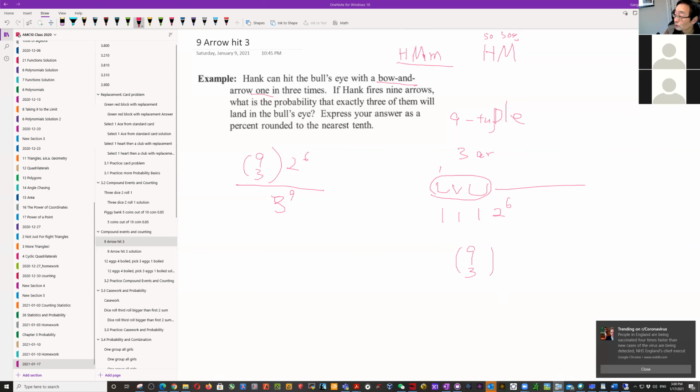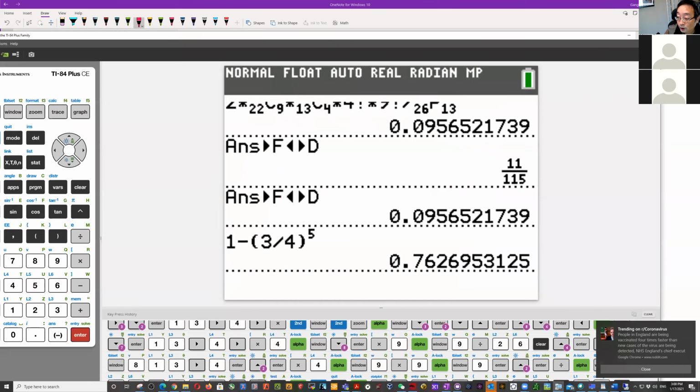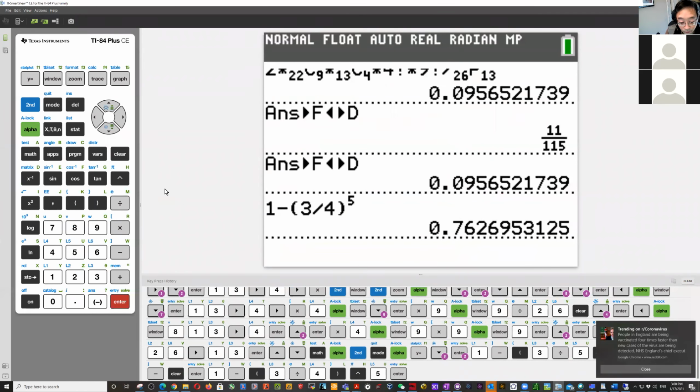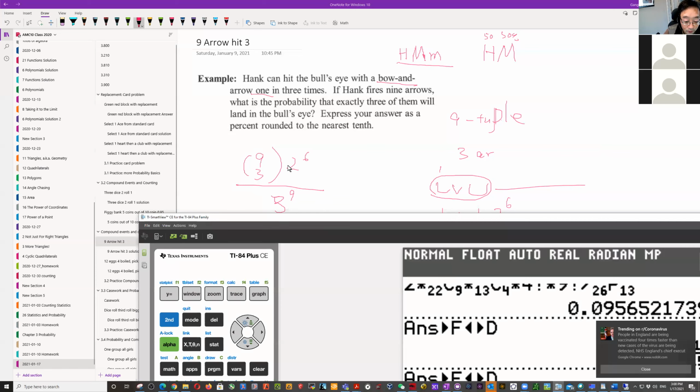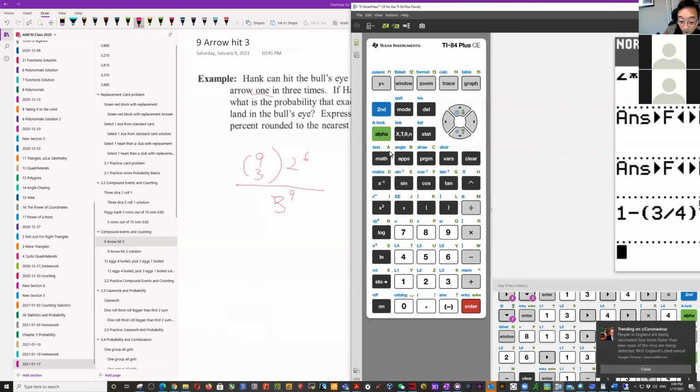So let me do this. This is just a complete screen of the calculator. Let's try to calculate this. Basically it's 9 choose 3 multiplied by 2 to the 6 and divided by 3 to the 9th. So let's try to do this. To call the statistics function, you can just press math.